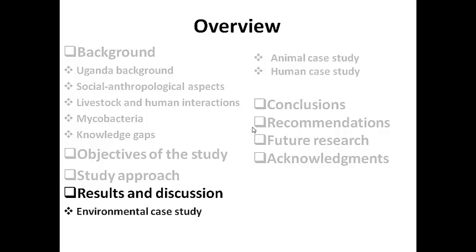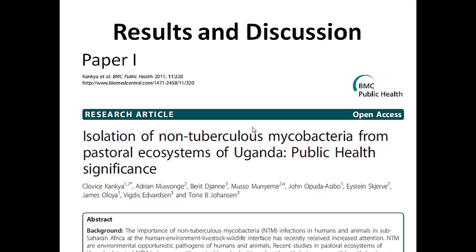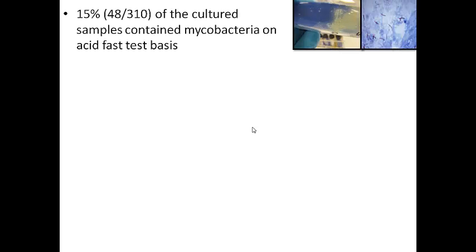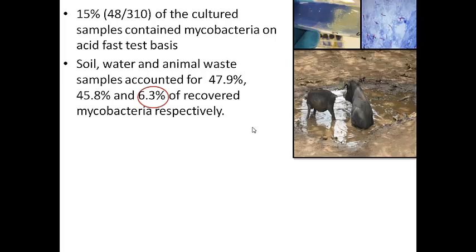We'll start with the environmental case study. We found that 15% of the samples that we cultured from the environment actually had mycobacteria in them based on the acid fast test. And soil and water had the highest number of mycobacteria isolated in them, but you also see that the animal waste contains mycobacteria.